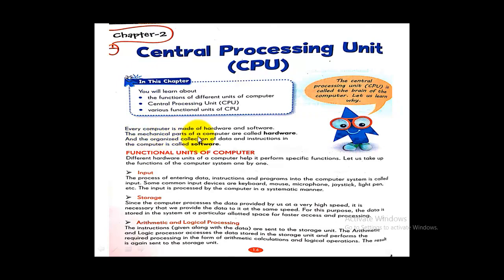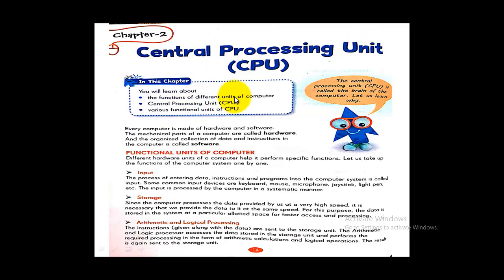Now every computer is made of hardware and software. The mechanical parts of a computer are called hardware, and the organized collection of data and instructions in the computer is called software.